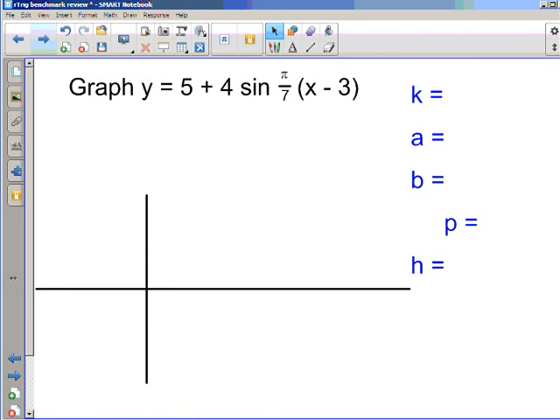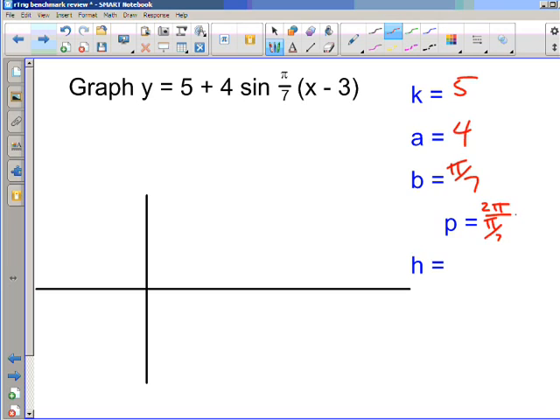So we have K is 5, A is how far above and below, which is 4. It's always a positive value. The B is π over 7. So our period, 2π over π over 7, becomes, the π's cancel, 14, and then H is 3. And notice when we have a B that has a π in it, our H will not, because the π's cancel out when we do our period.